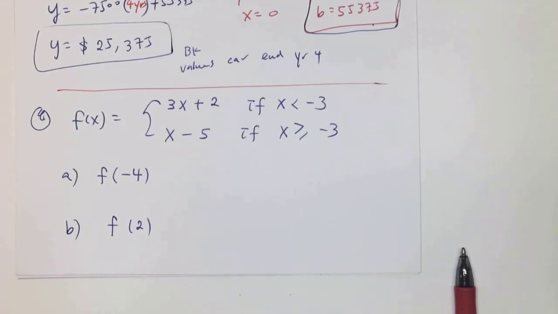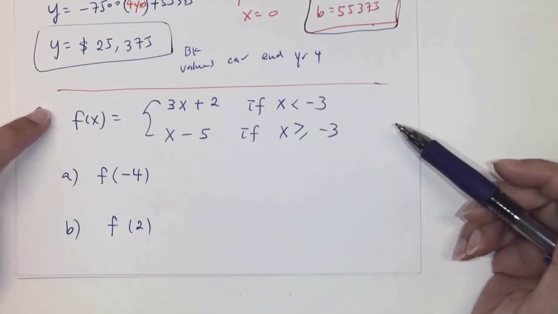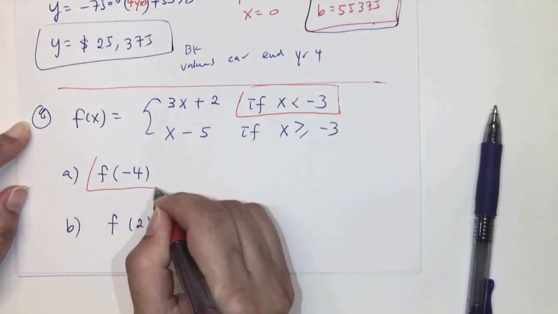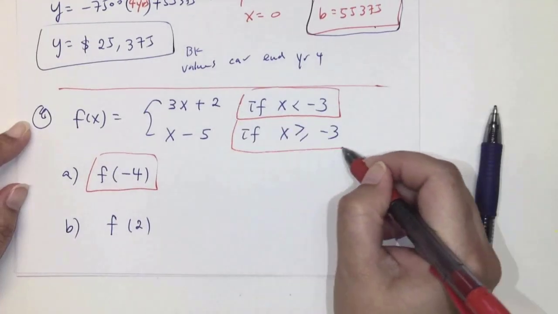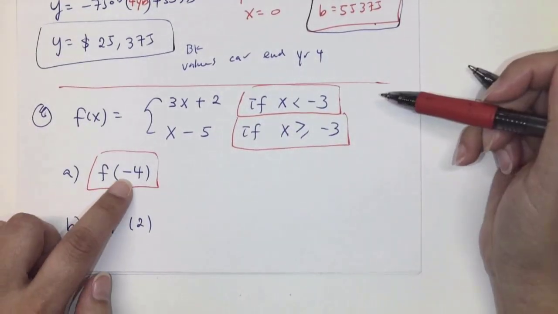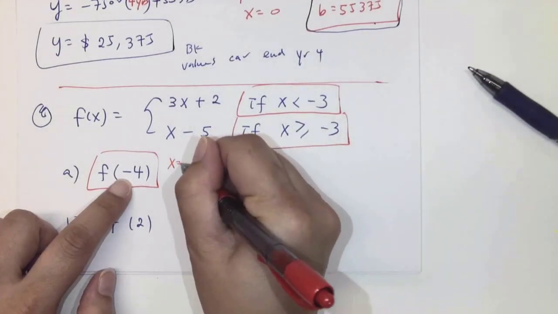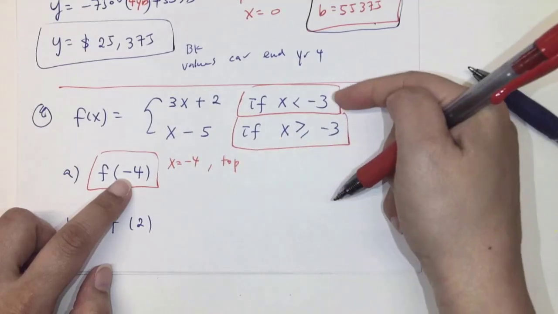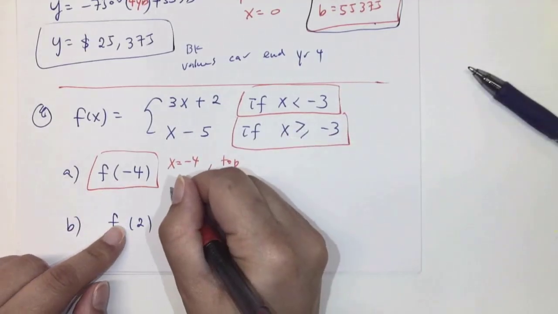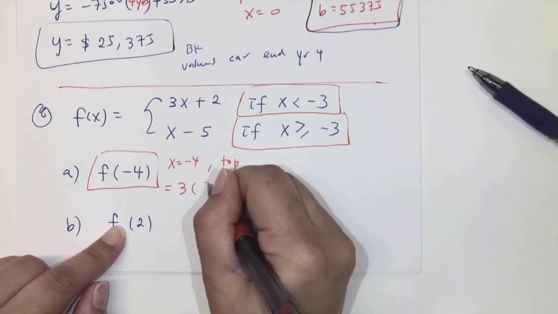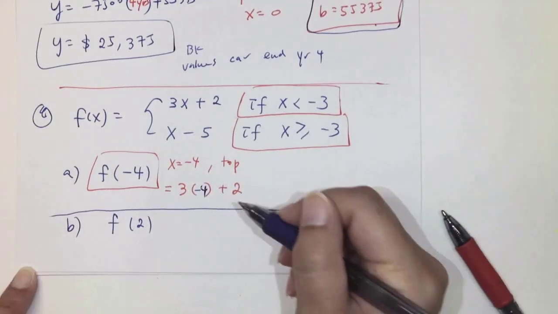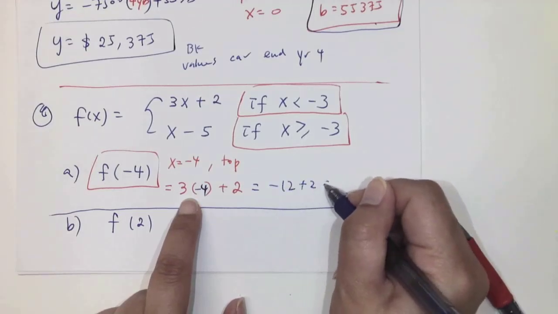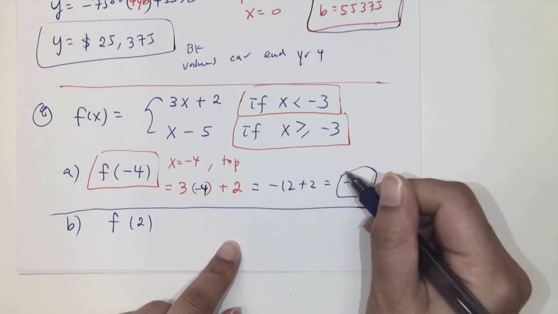So if x equals negative 4, should we go for the top function or the bottom function? So this one or this one? This is x equals negative 4, right? So we should use the top one or the bottom one? The top one because it's less than negative 3, right? So we will have 3 times something plus 2. So 3 times negative 4 is negative 12 plus 2 is, okay, that's all.